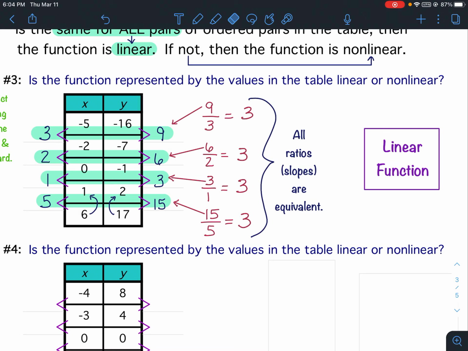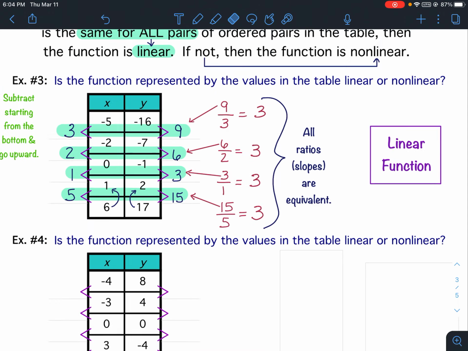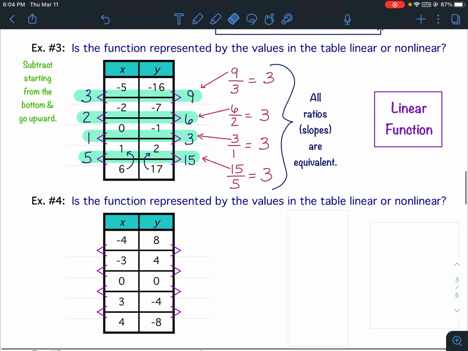Pause your video, make sure you have all of that written down. All right, that's it for example 3. If you have any questions, please let me know.